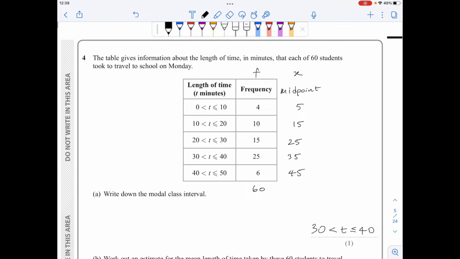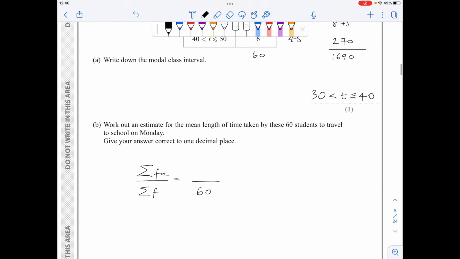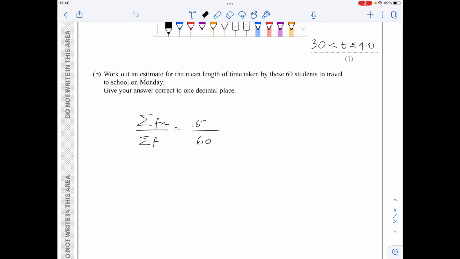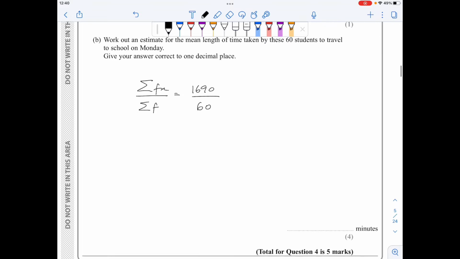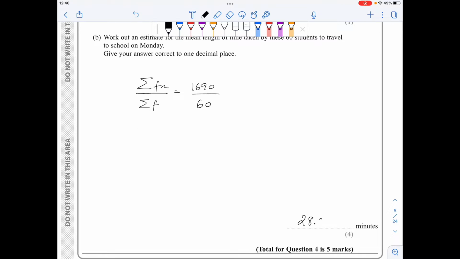And then I'll multiply f by x, so another column is required. 4 times 5 is 20, 10 times 15 is 150, and so on. Let me complete this column, and when I add these numbers, I'll get 1690. That's my sigma fx. So let's go to part B again. 1690 over 60, and this will give me 28.2 to 1 decimal place.